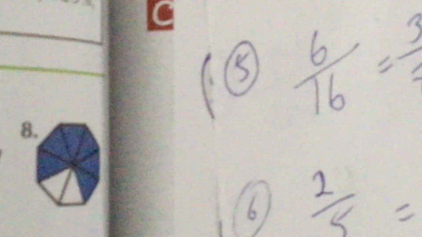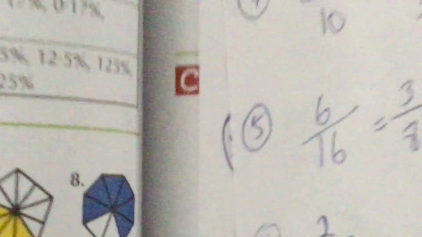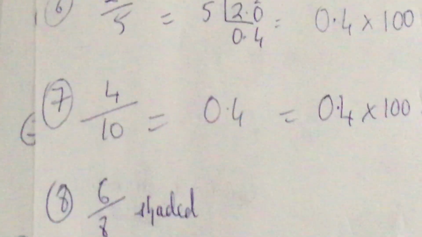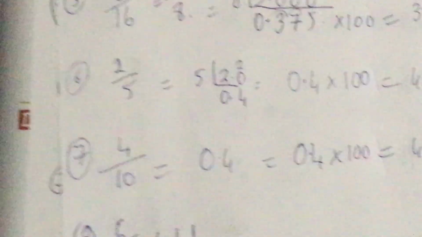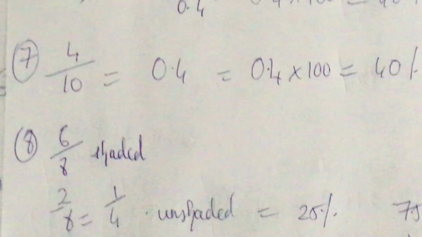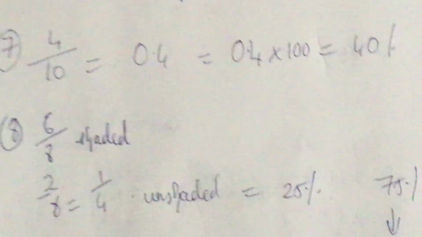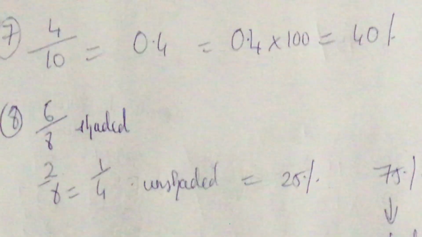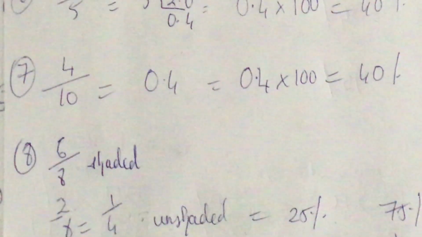8 is 6 over 8. There are 8 equal parts, and 6 eighths are shaded, okay? 6 eighths are shaded. So 2 eighths are unshaded, and 2 eighths is a quarter. This is how I worked it out, okay? So 2 out of 8 is unshaded. So if I break that into simplest form, it's 1 over 4.